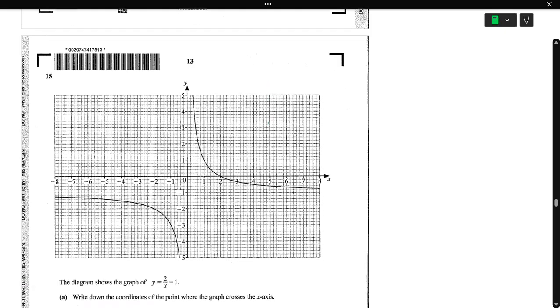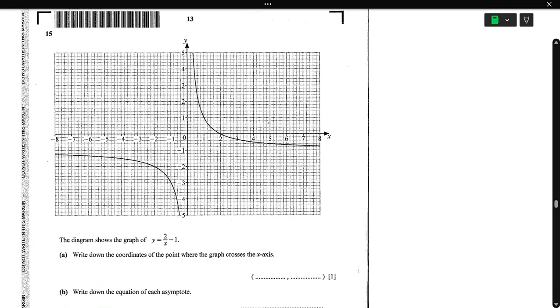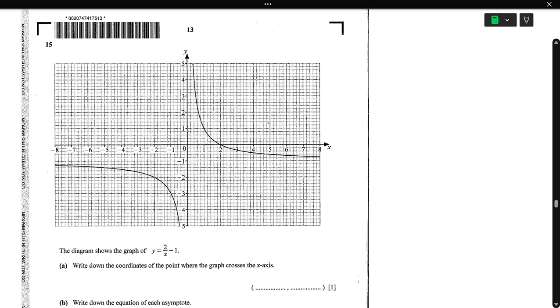Okay, the next question, 15. The diagram shows a graph y equals 2 over x minus 1. Write down the coordinates of the point where the graph crosses the x-axis. The graph crosses the x-axis here, which is the coordinate. So x equals 2, y equals 0.